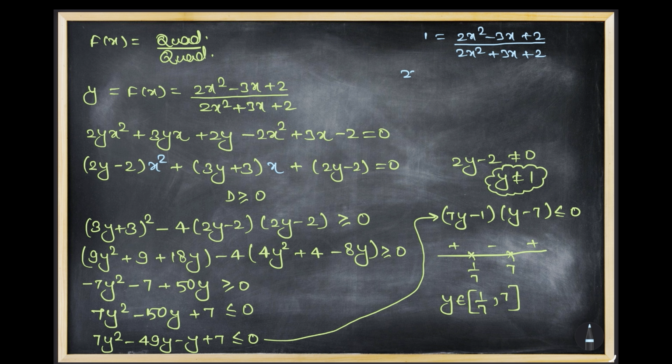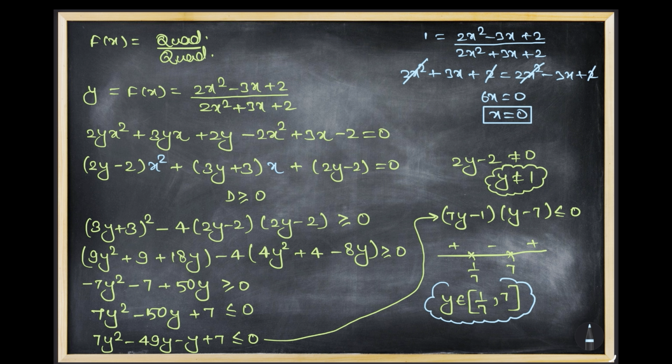Do the cross multiplication. So 2x square plus 3x plus 2 equals 2x square minus 3x plus 2. So this 2x square gone, this 2 gone, 6x equals 0, x equals 0. Now you know that x equals 0 is in the valid domain. If x is equal to 0, y equal to 1 will be the output, and it is a valid input. This means y can have 1, hence this is your required answer.